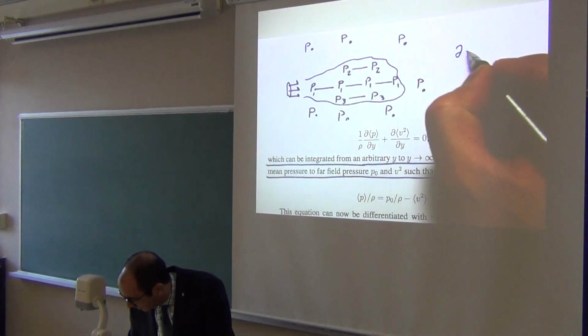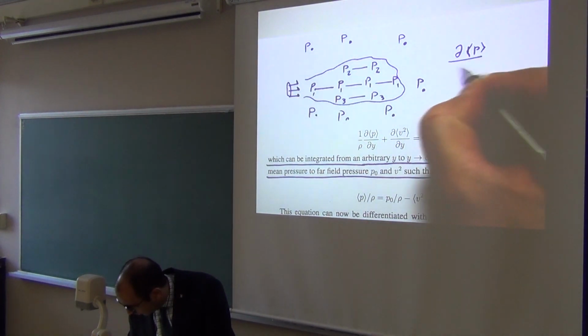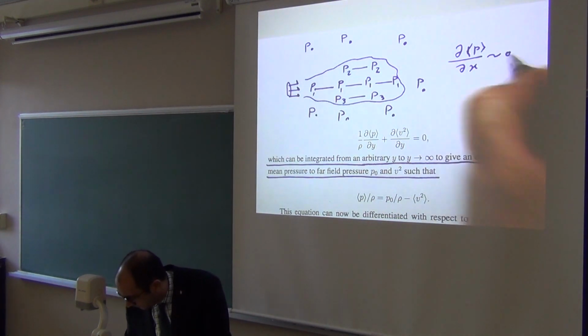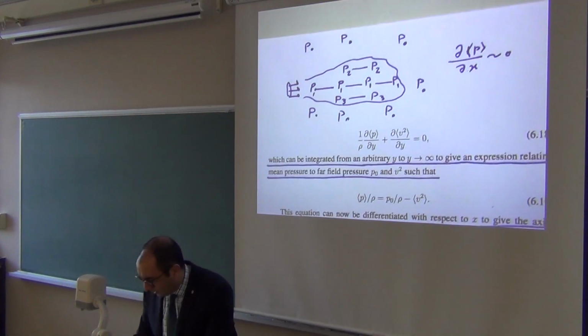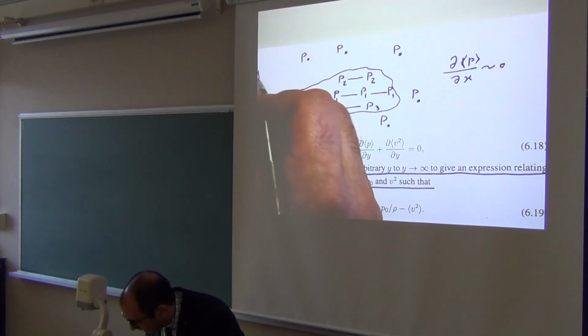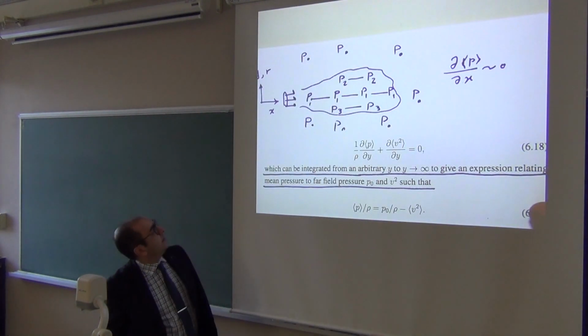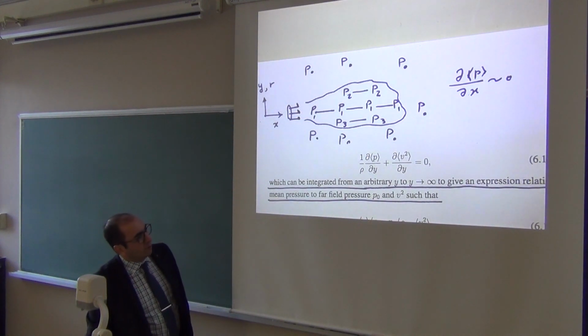So basically, partial P, partial x is almost 0. Goes without saying that this was the x direction. That was y or r. Very profound result. This is exactly opposite to wall flows.